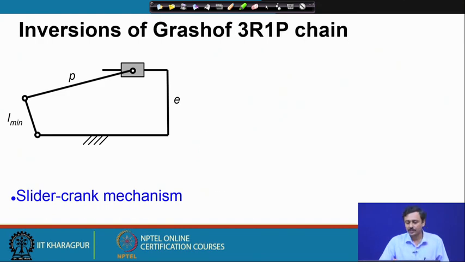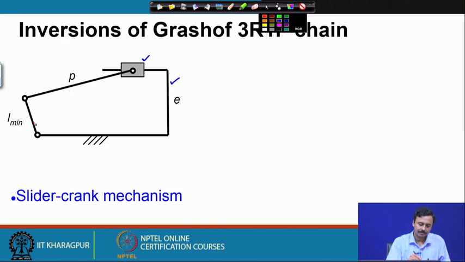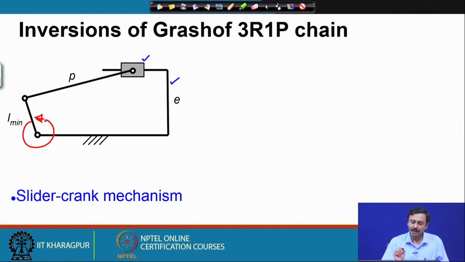Now, let us look at inversions of the Grashof 3R1P chain. If I fix this slider, as I have been mentioning, there are both sliders: one is this slider block, the other is this slider block, and this link is also sliding with respect to that slider block. So, if I fix this link as ground and if it satisfies the Grashof criterion, then L min can rotate completely. And relative motion between any other pair of links, maybe this slider and this slider, or this slider and this link, they are all in oscillatory motion.